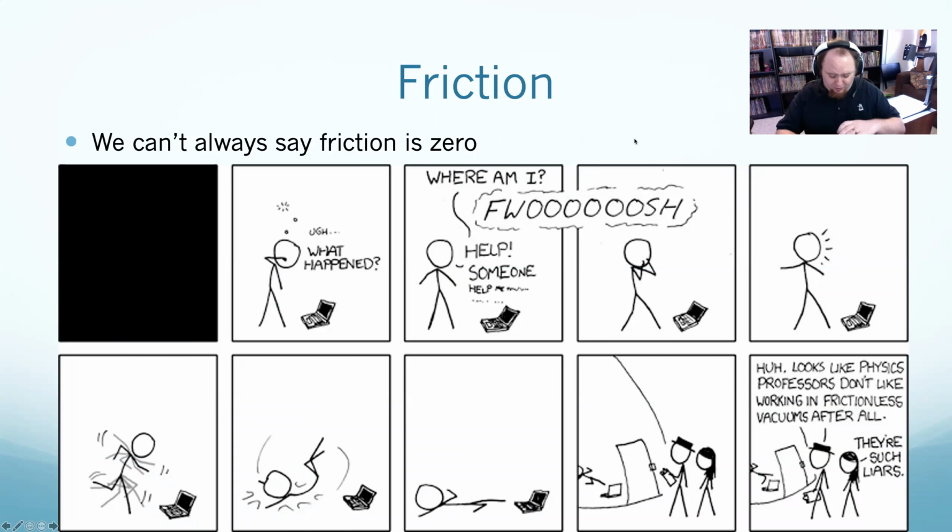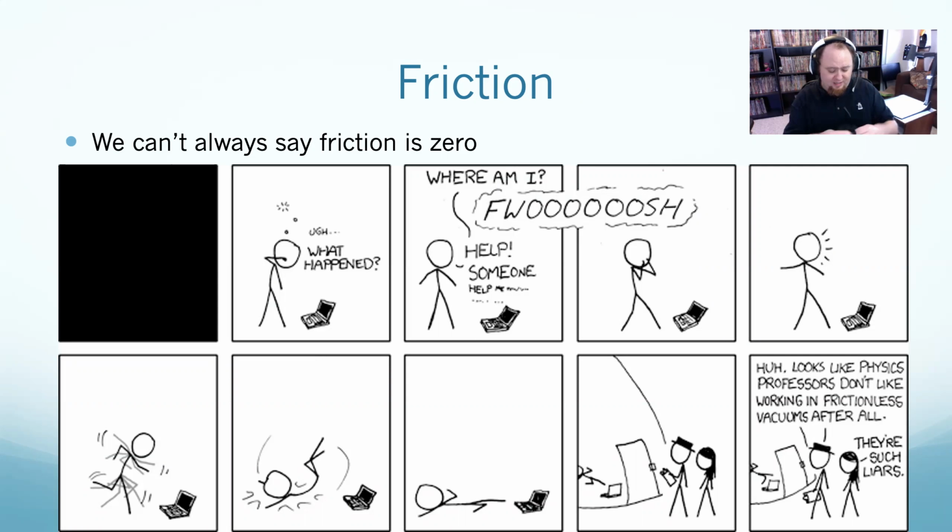You see, so far we've just kind of ignored friction. We're just like, yeah, someone pushes a thing, it moves. But we can't always assume friction is zero. We're going to continue to assume air resistance is always zero because that just makes life easier. But we need to talk about what happens when we actually do have friction.